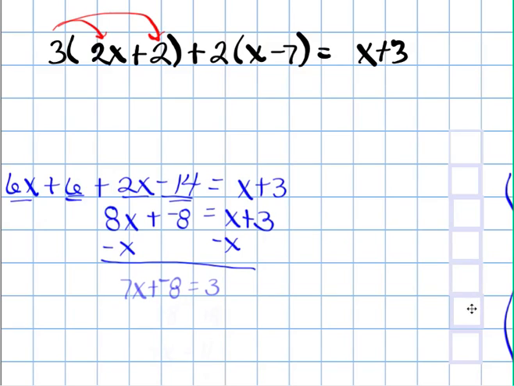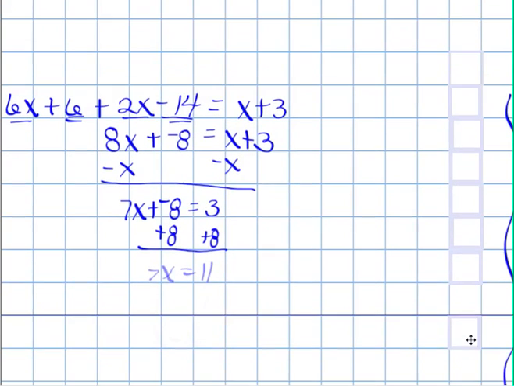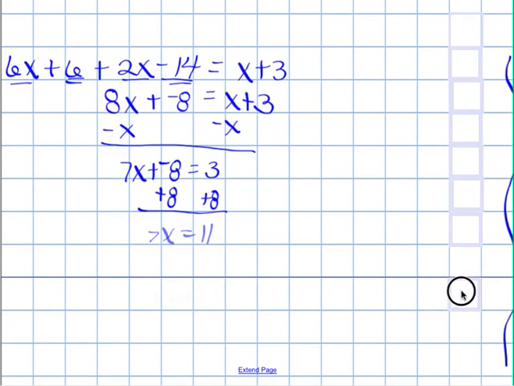And because I chose to isolate the variable on the left side, I'm going to move the constants over to the right side. So I add 8 to both sides of the equation, and I get a value of 7x equals 11, which I have to move down here, and we continue to simplify by dividing that into 7 equal groups, and we have x equals 11 sevenths.